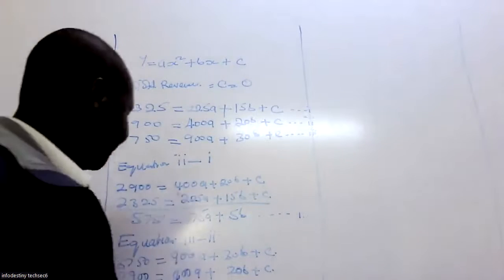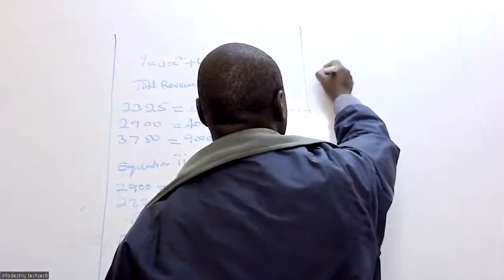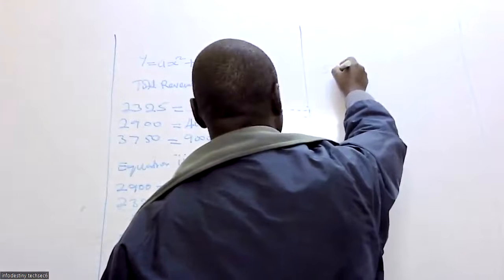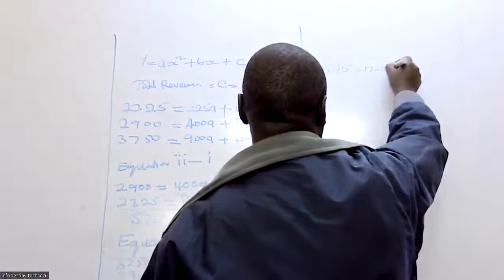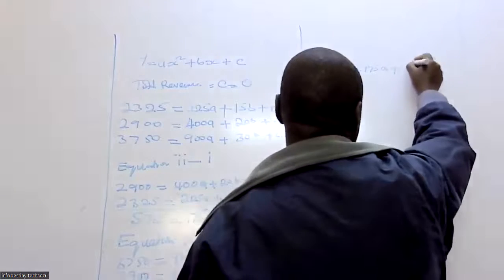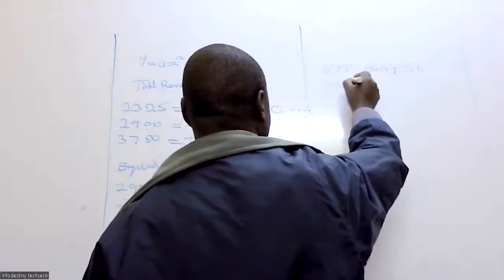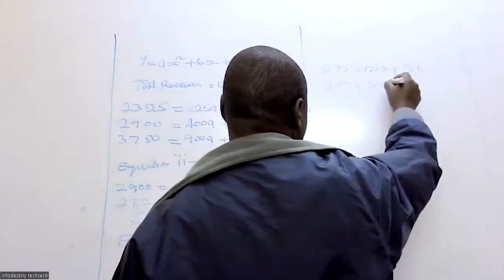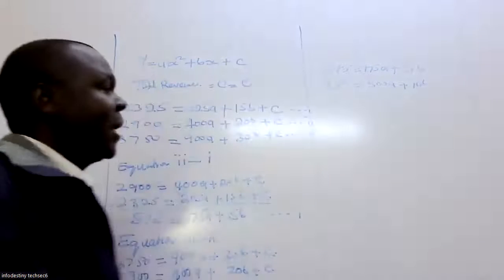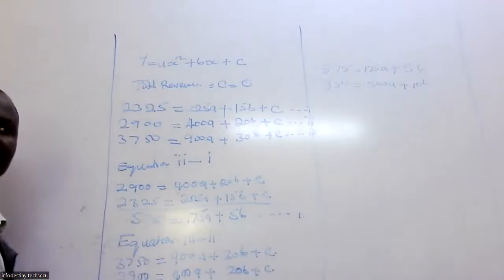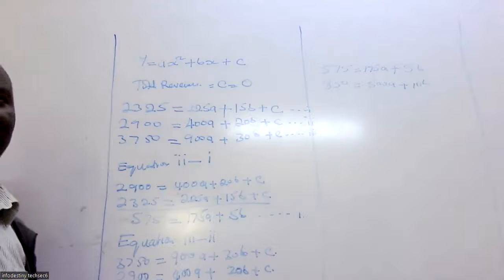So we are going to say that this is going to be 575 equals to 175A plus 5B. Now the second one is going to be 850 equals to 500A plus 10B. Now we can use elimination method. How do we get elimination method? By making one unknown to be equal. I get to the point.